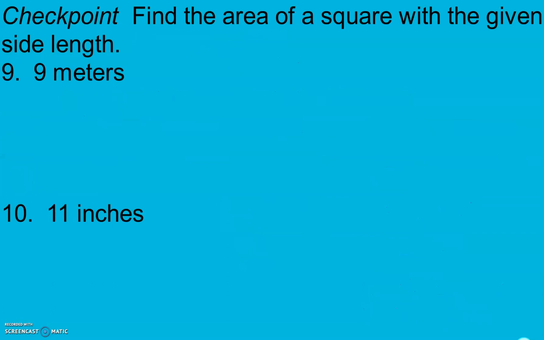Feel free to pause here and give this a try. We want to find the area of a square with the given side length. Remember, our formula for area of a square is A equals side squared. So give 9 a try. Here it says our side length is 9, so everywhere I see an S, I'm going to plug in a 9. And I still have an A equals, and that 9 is still squared.